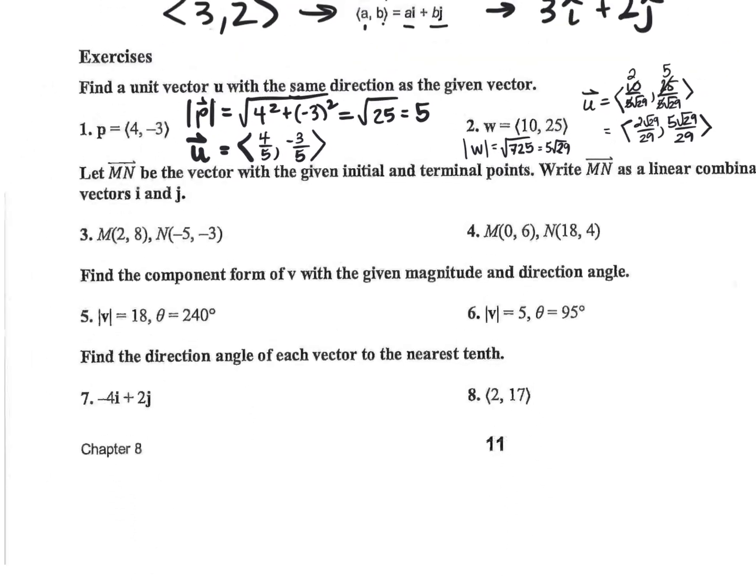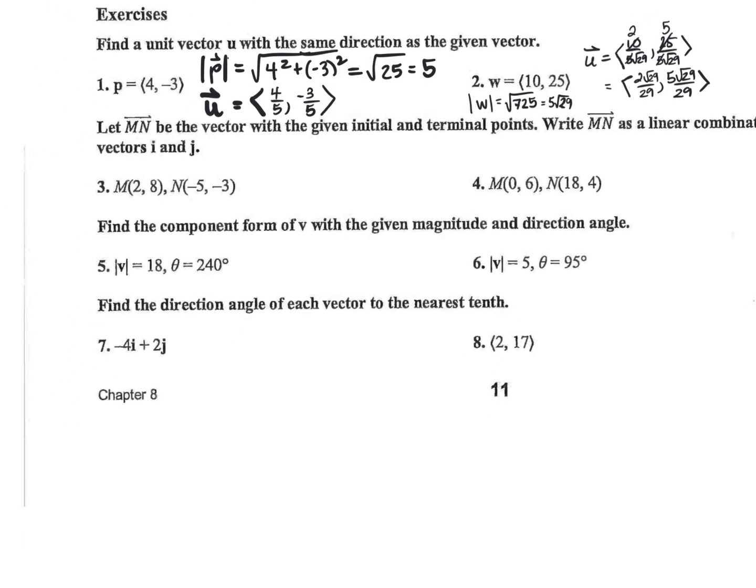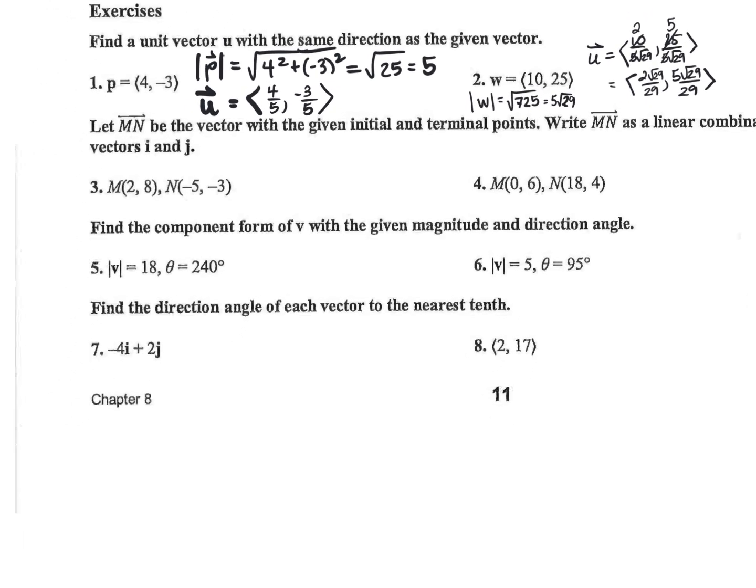All right. Is everybody comfortable with this? All right, so try finding the next section. Given the initial and terminal points, try writing it as a linear combination of i and j, which means you've got to first find its component form, don't you? And then from component form, we make it linear form, don't we? Linear combination. So find its component form.